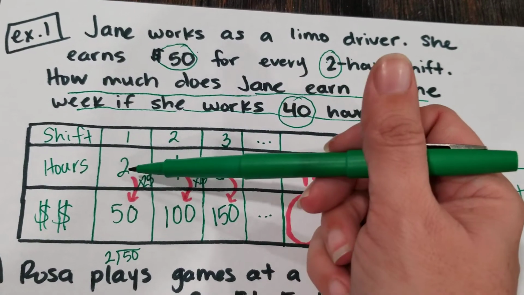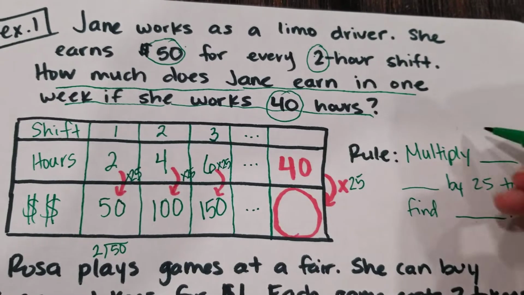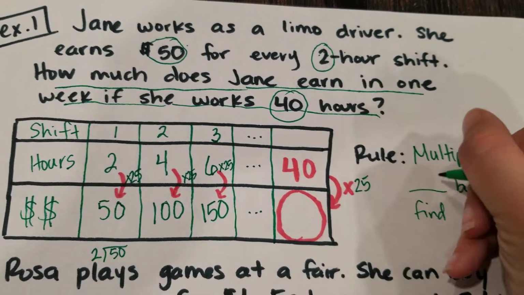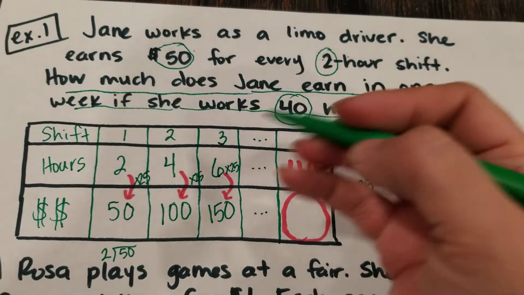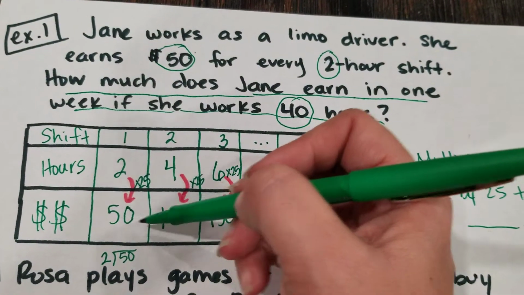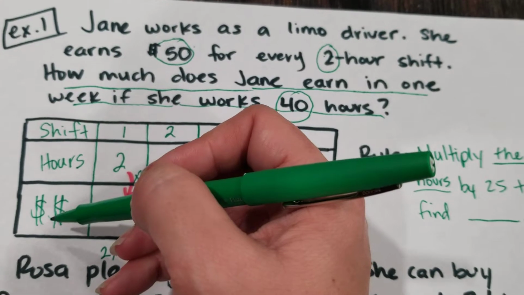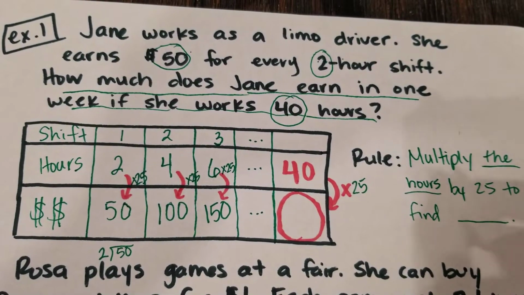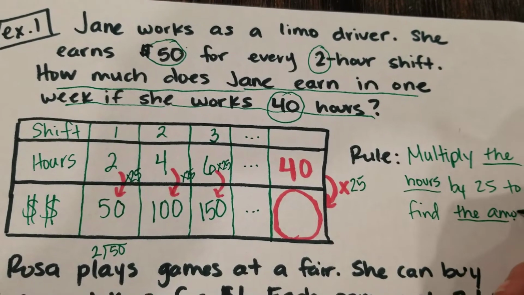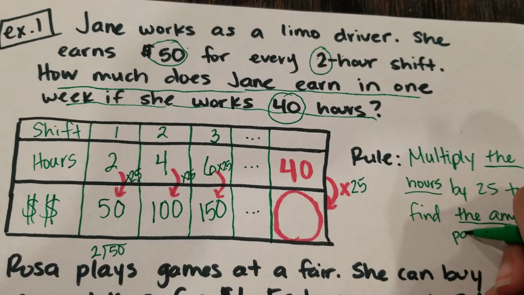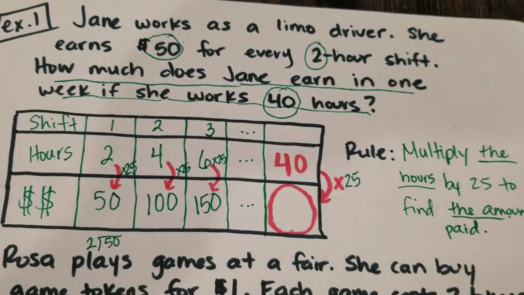So those numbers on the top are the hours. So multiply the hours by 25 to find, what do these numbers represent? It represents the dollar bills, right? To find, let's put the amount paid or earned. It could have been earned.